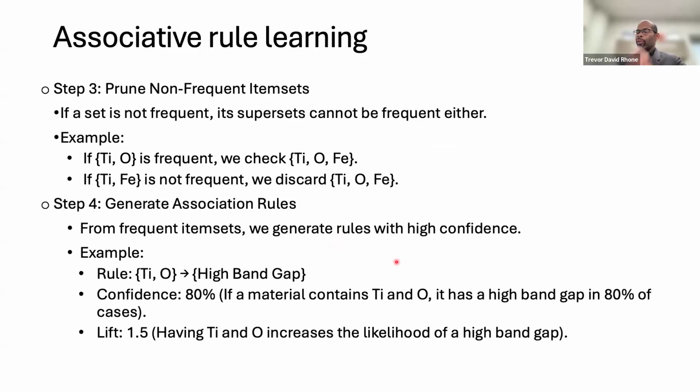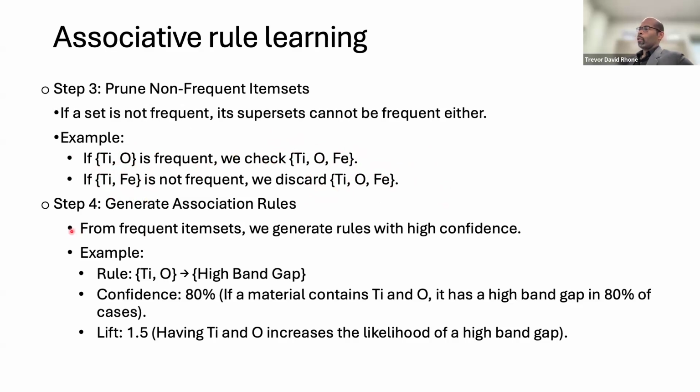So you create all these pairs and triplets of item sets. And then you see, are there any that aren't showing up at all, or not frequently enough? Then you get rid of those. So if titanium and oxygen are showing up frequently, you might check for a triplet containing titanium and oxygen. But if titanium and iron aren't very frequent, don't show up very often in the data set, then you don't even consider a triplet of titanium and iron with something else.